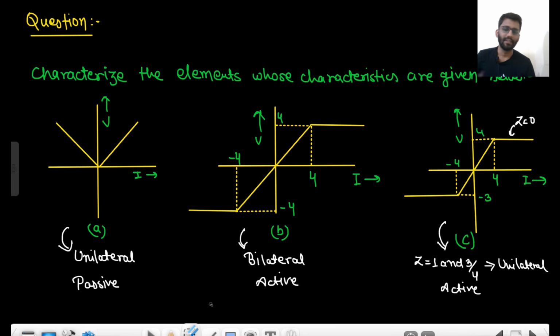There is no slope basically. If there is slope, then we can write V by I equals 1. If there is no slope, then it will be 0 only. So here also Z is 0. Right. So always Z is positive or 0, or here also it is positive or 0. So it is an active element.